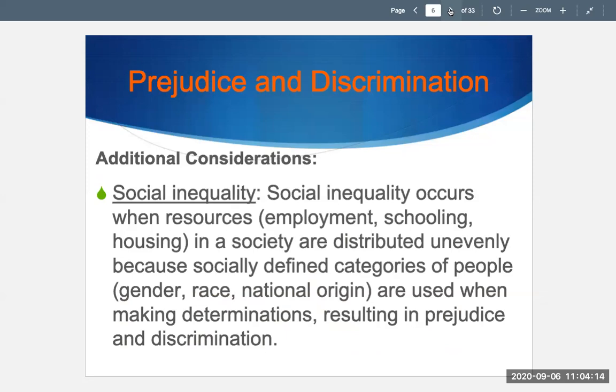Some additional considerations: social inequality, which occurs when resources, employment, schooling, housing in a society are distributed unevenly because socially defined categories of people, either based on gender, race, national origin, are used when making determinations resulting in prejudice and discrimination. So this is where we see the lack of opportunities to be able to access things like housing, schooling, employment has a direct relationship to prejudice and discrimination.